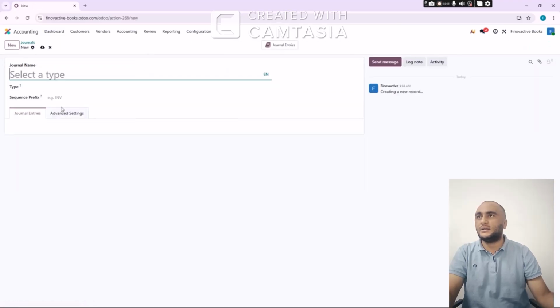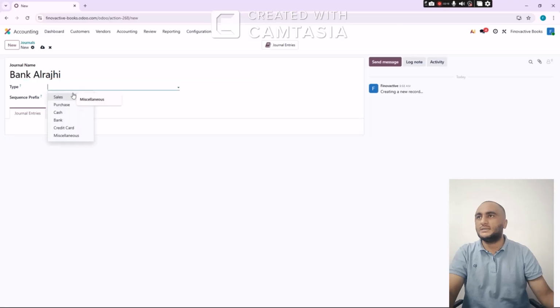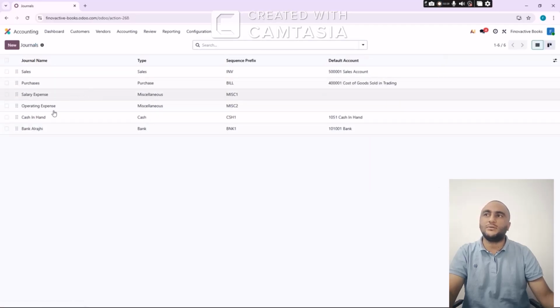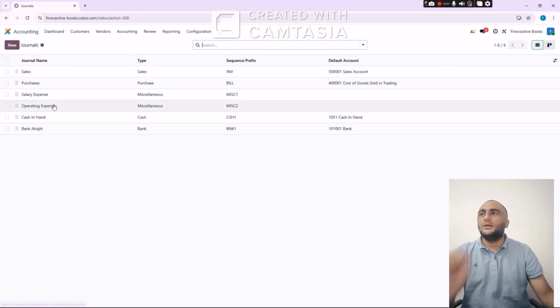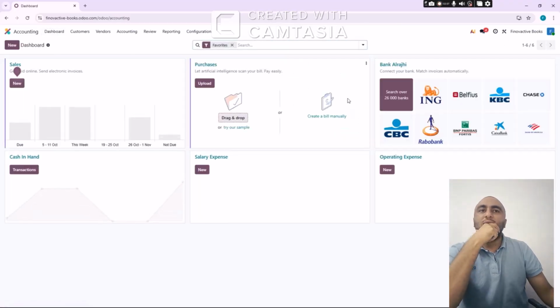I also want a bank or Raji. This is bank. You can name it anything, but which account will be hit is here. This one, bank. You can use your own account, whichever account you want to hit with bank. And sales, purchases, bank, our operating expense, salary expense, cash in hand, and I want assets also.